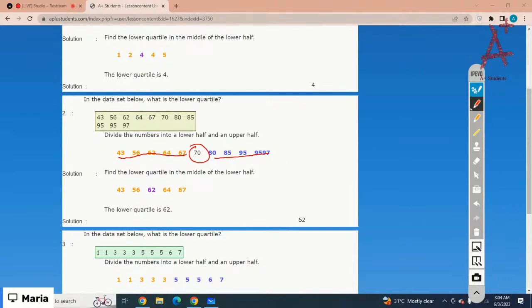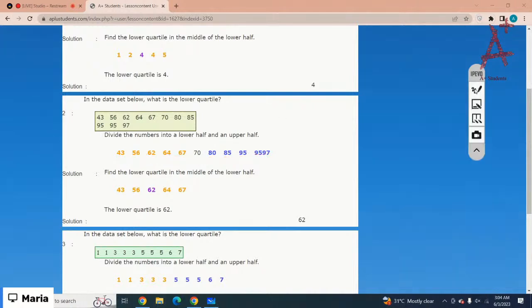You have to find the lower quartile. So the lower quartile is in the middle of the lower half. The numbers before the median are the lower half, and after the median are the upper half. So you have to find the middle of the lower half. Got it? So the lower half is this one. The number that is exactly in the middle is 62. So 62 is the lower quartile. Got it? Let's start with the practice questions.